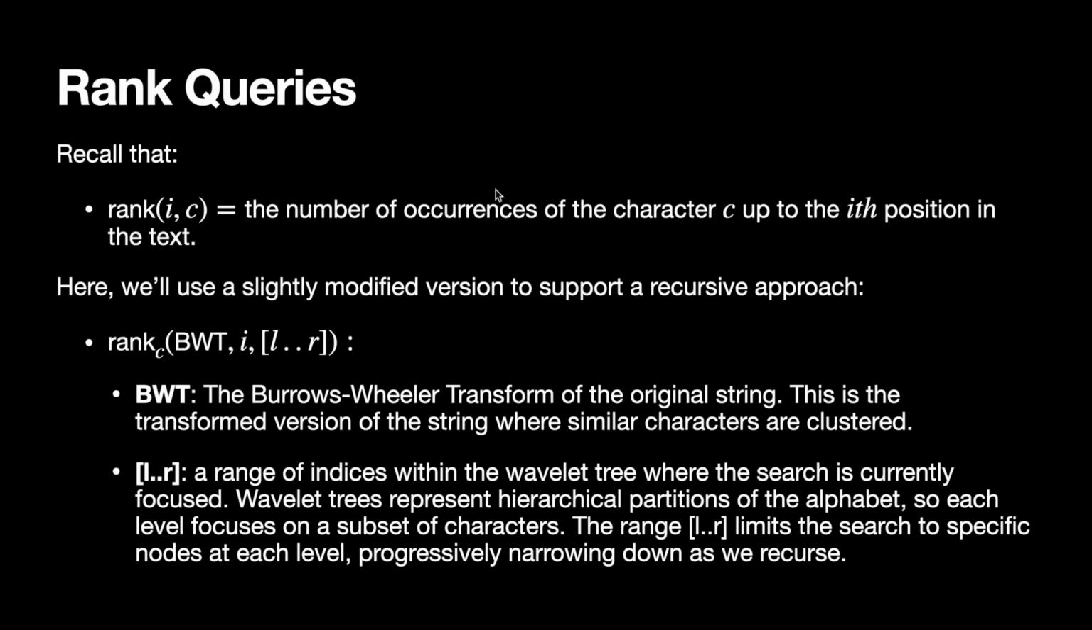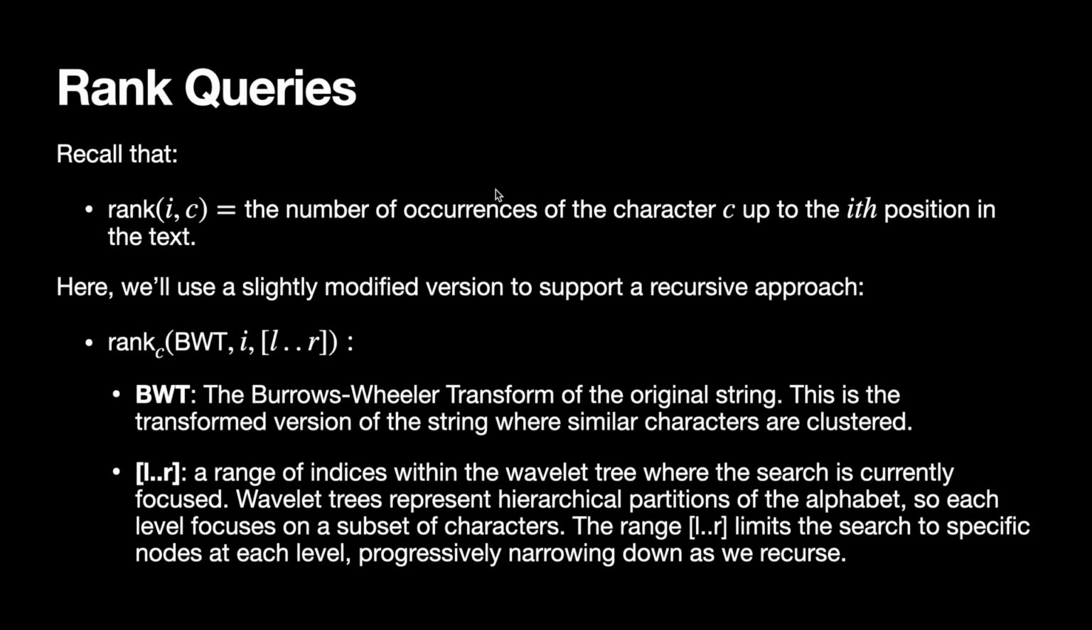So here we have a function which looks a little bit different. The notation is a bit different. So it's rank underscore C. It's still really a parameter of the function, but this is the character we're looking for. We pass in BWT, I'll explain in a second, as well as i, L, and R. So i is the same as it was before, the ith position we're looking for, same with C. BWT is the Burrows-Wheeler transform of the original string. So this is a transformed version of the string we're familiar with, where similar characters are clustered. This isn't used in the example I provided. We're just using plain text Mississippi, but oftentimes for a wavelet tree, we'll be using the Burrows-Wheeler transform and passing the same one in to every function call.